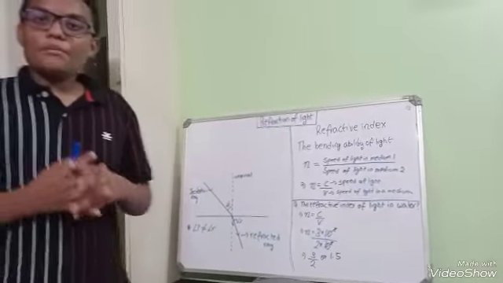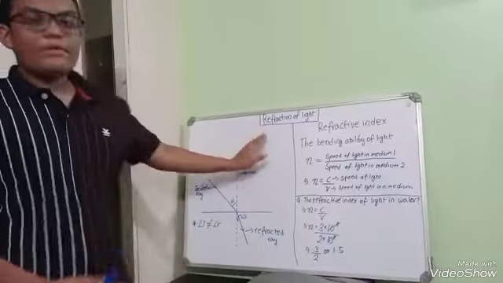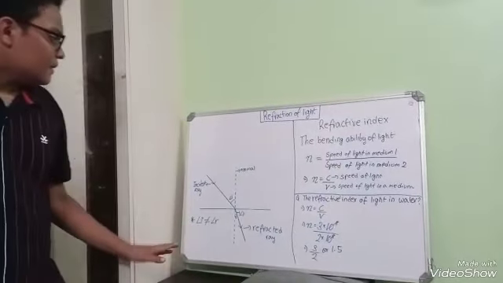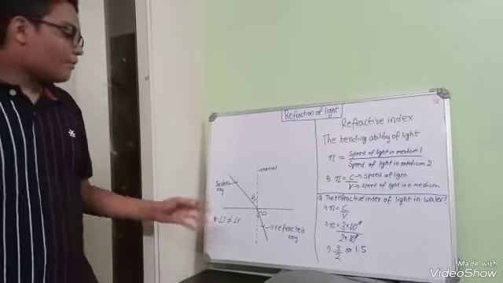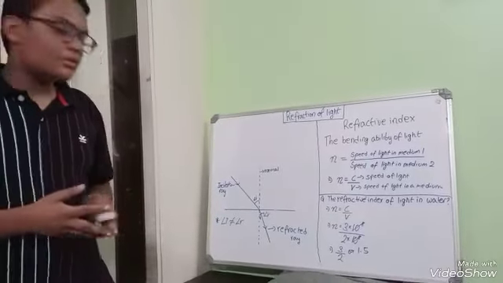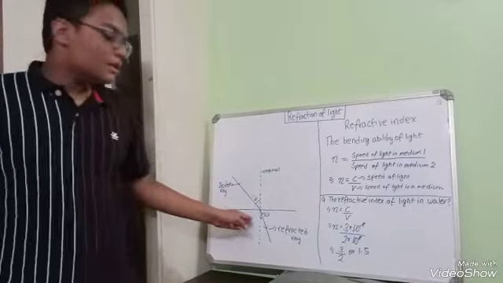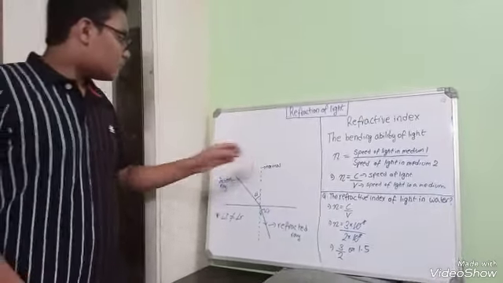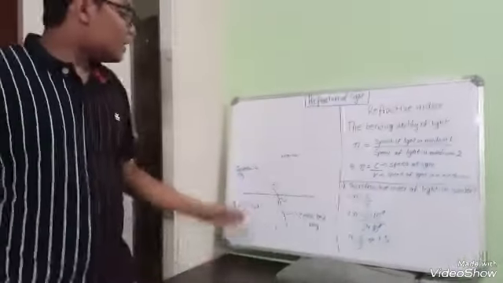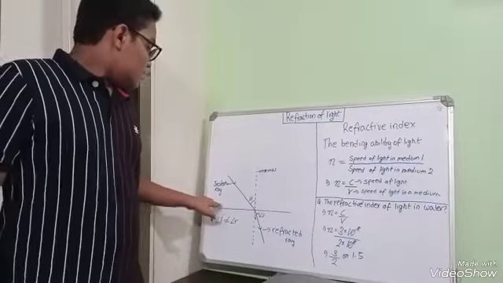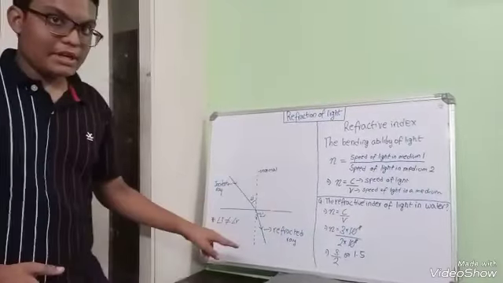Now I'm going to show you the diagram of refraction of light. So this is the diagram of refraction of light. In the diagram, there is the normal that I have explained to you before. That is a line drawn perpendicular to the reflecting surface. As of now, it is a line drawn perpendicular to the boundary of two different mediums.